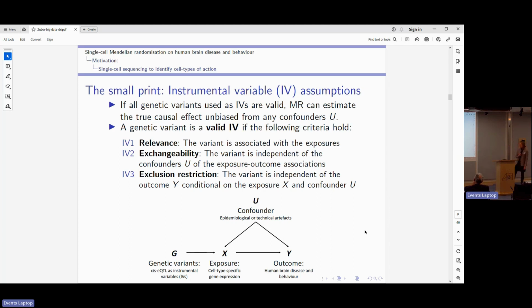And the final assumption is the exclusion restriction assumption. This says that the genetic variant is independent of the outcome Y, conditional on the exposure X or the confounder U. So this means essentially that there's no other path going from G to Y than via X.